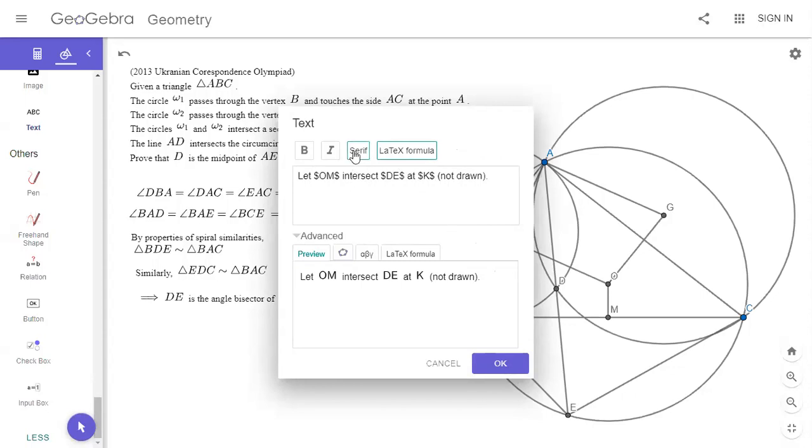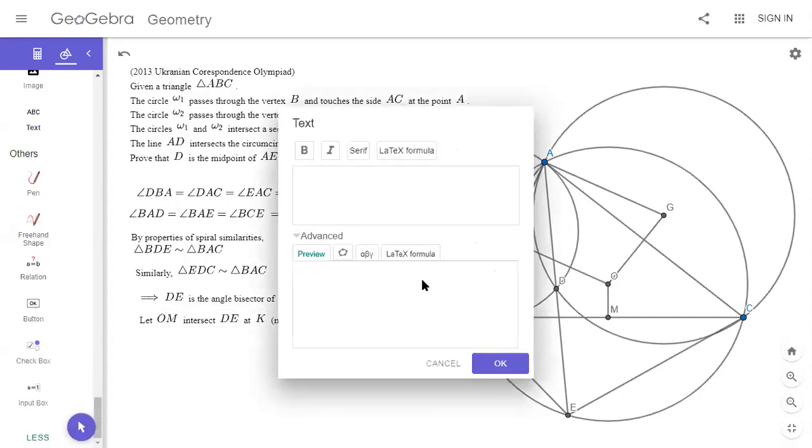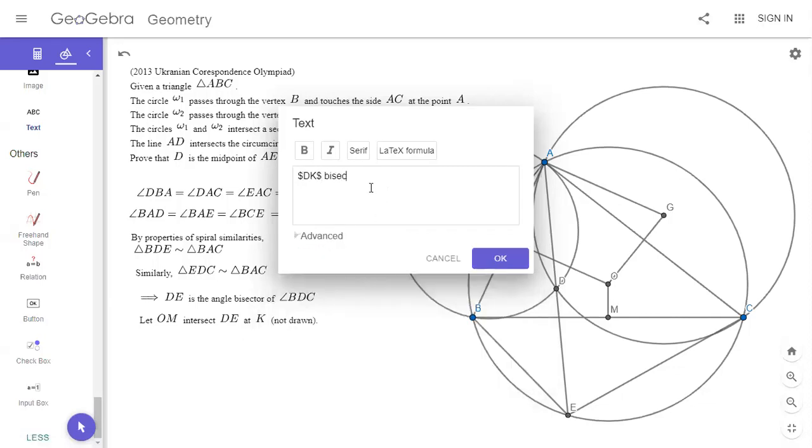And then we have since BK bisects angle BBC and OK is the perpendicular bisector of BC, then that means that BDCK is cyclic.